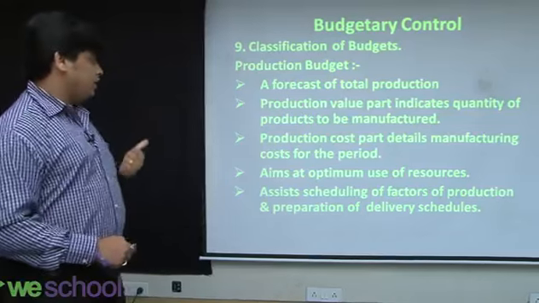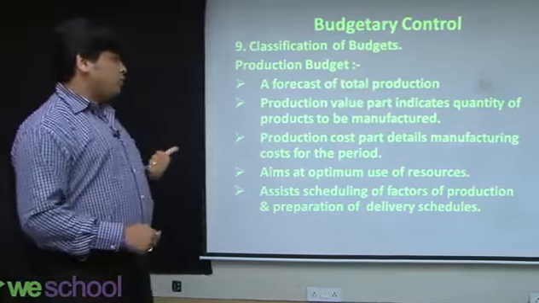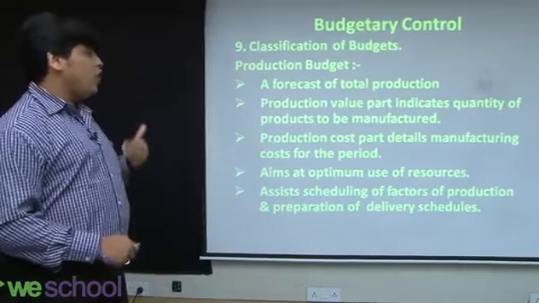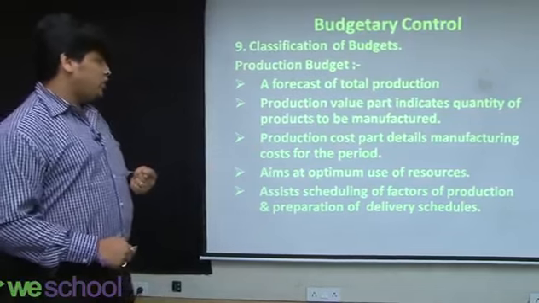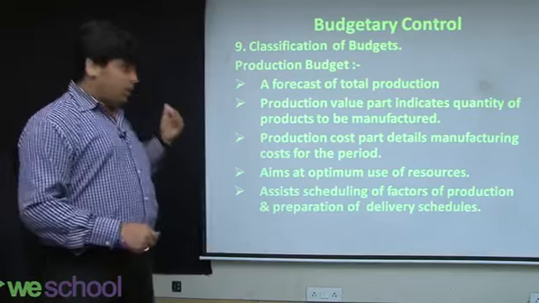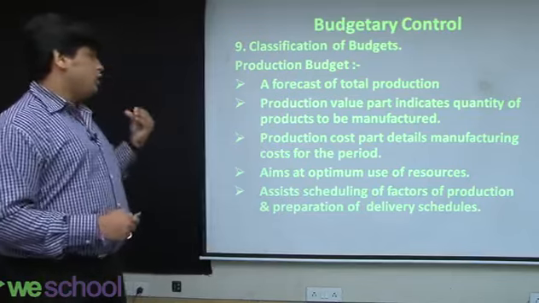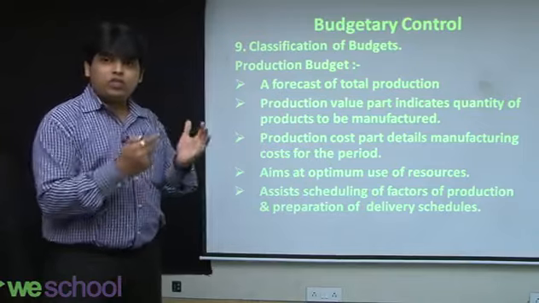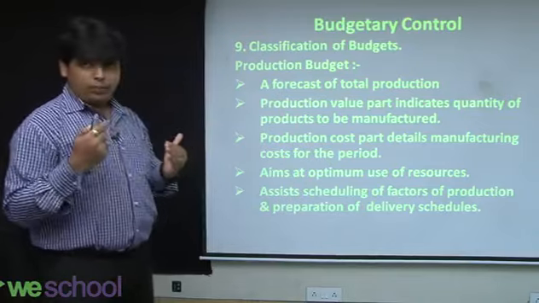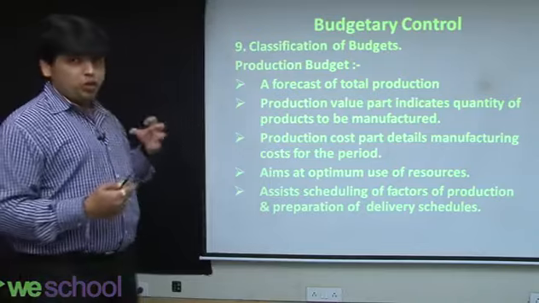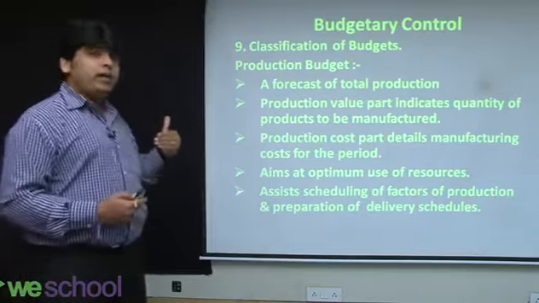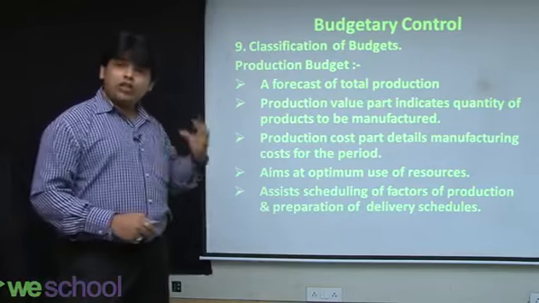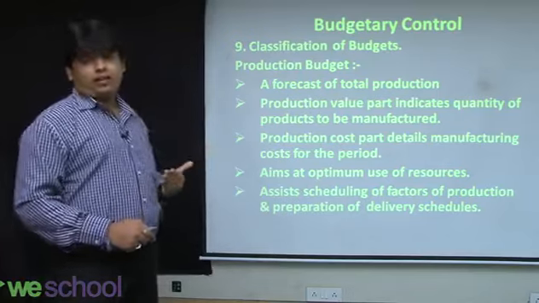Its aim is optimum use of resources, assisting scheduling of factors of production and preparation of delivery schedules. The aim of production budget is to schedule the factors of production well in time, means the factors of production which are affecting your production schedule are to be used at an optimum level, and to make preparation of delivery schedules. So production budget will help in doing that.